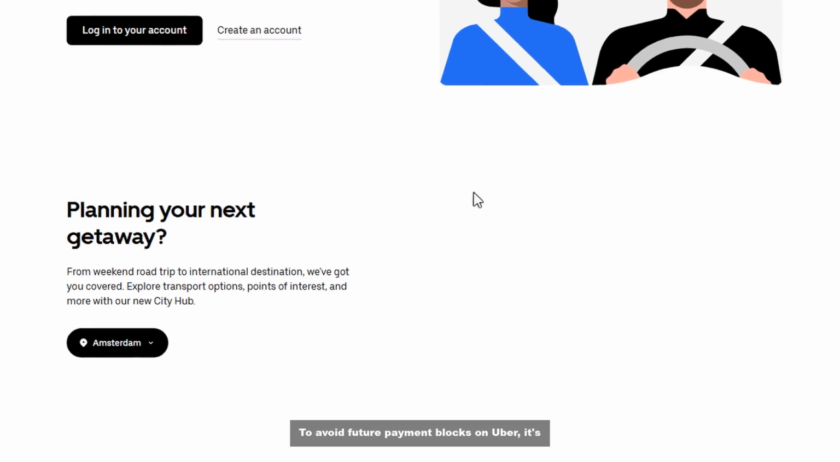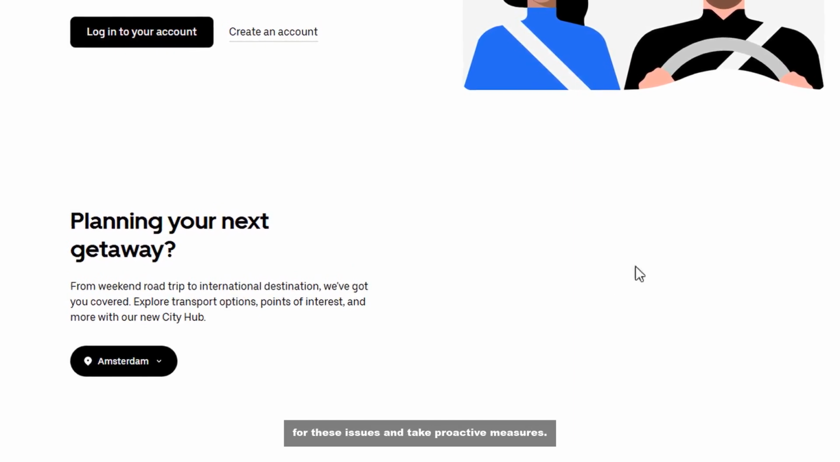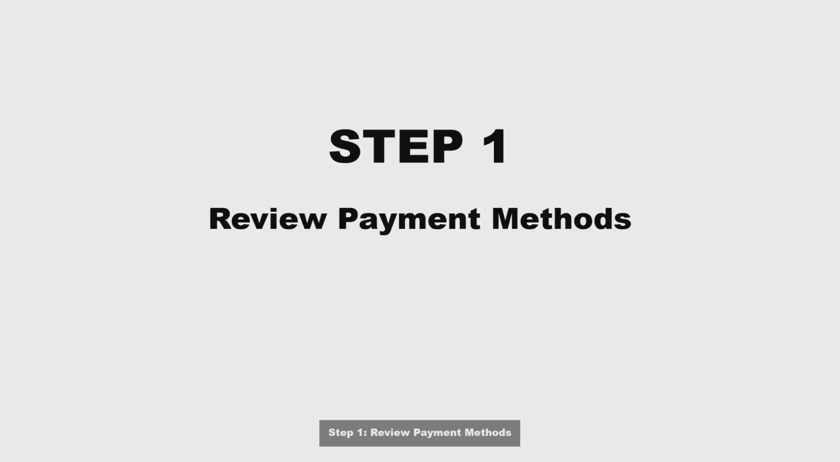To avoid future payment blocks on Uber, it's important to understand the common reasons for these issues and take proactive measures. Follow these steps to ensure a smooth payment experience. Step 1. Review payment methods. Check your payment methods in the Uber app.